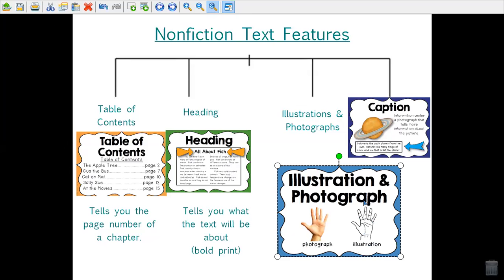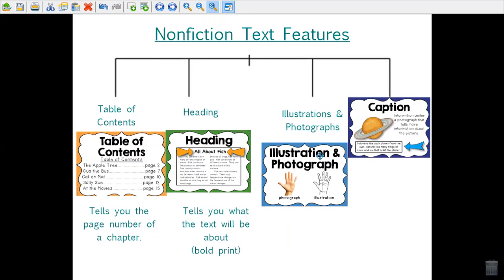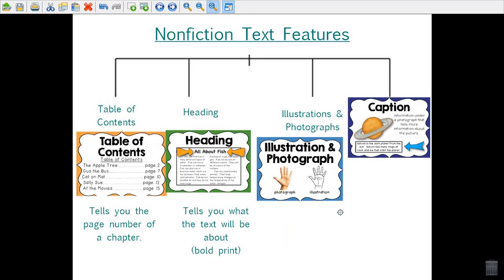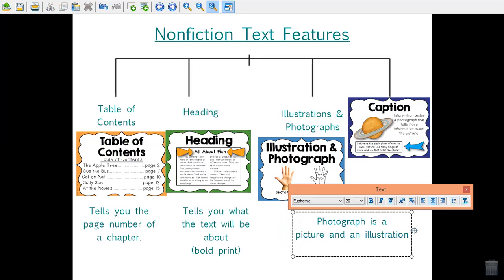Someone drew it. So if someone says, oh, wow, look at that illustration, you know that that person drew it instead of took a picture. So a photograph is a picture and an illustration is a drawing. That is the difference between the two.